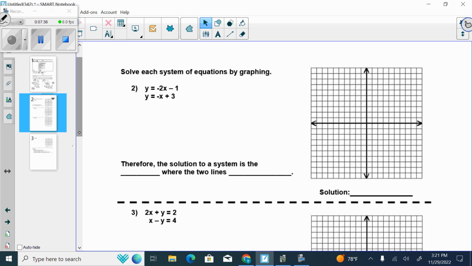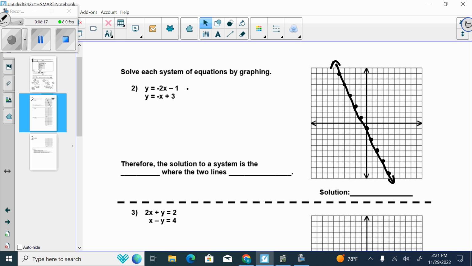So, it says to solve this system of equations by graphing. So my first equation, is it in y equals mx plus b form? Yes. Okay, so let's go ahead and graph it. Where am I going to start at? Negative 1. All right, and then my slope tells me to go where for that next point? Down 2 and over 1. Good. All right, and this doesn't have an inequality, so I don't have to worry about a dotted or solid line or where I'm going to shade. All I have to do is draw the line.